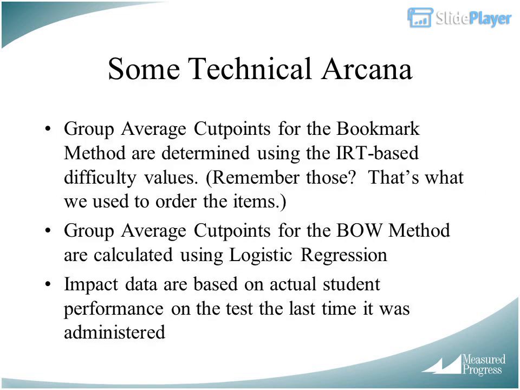Some technical arcana. Group average cut points for the bookmark method are determined using the IRT-based difficulty values. Remember those? That's what we use to order the items. Group average cut points for the BOW method are calculated using logistic regression. Impact data are based on actual student performance on the test the last time it was administered.